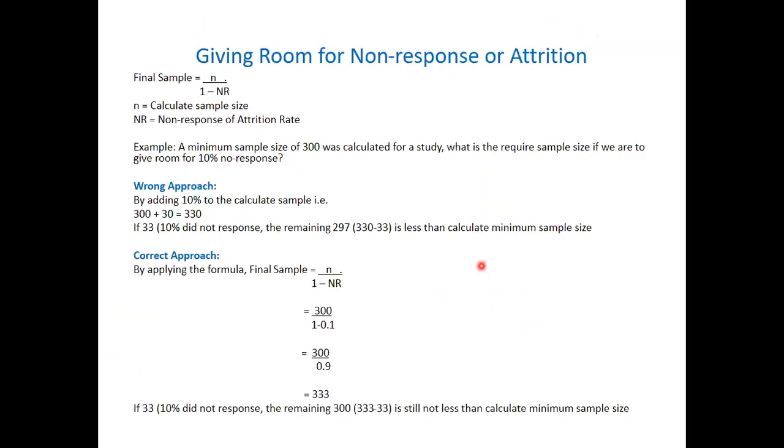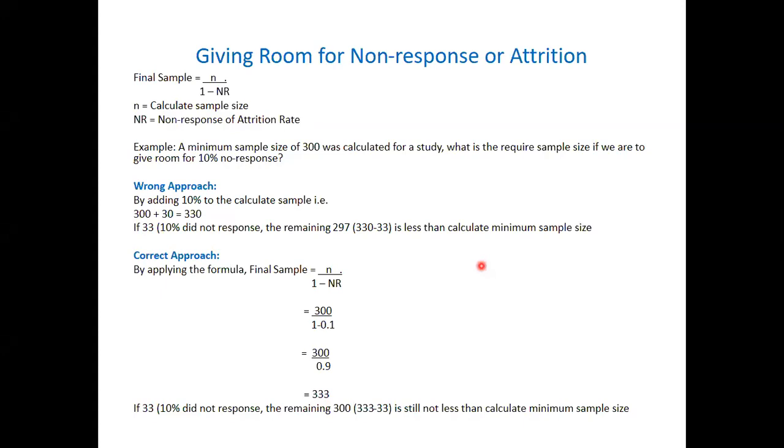Now, the last thing I want to say here, because somebody raised a question two days ago, on Tuesday, when we were discussing calculation of sample size for comparative study. He talked about what I said about non-response. So how do you give room for non-response? I said I will put a slide in this lecture. How will you give room for non-response or attrition?